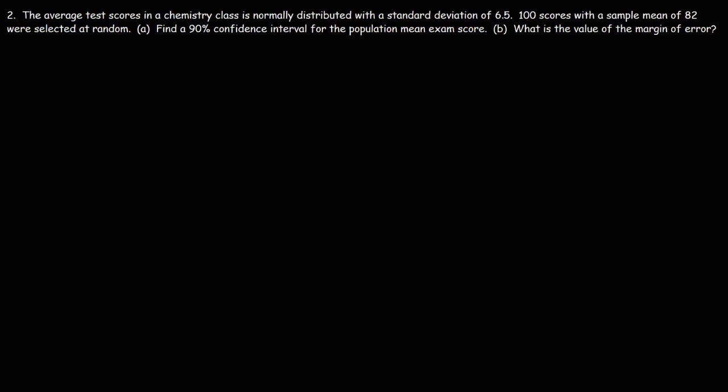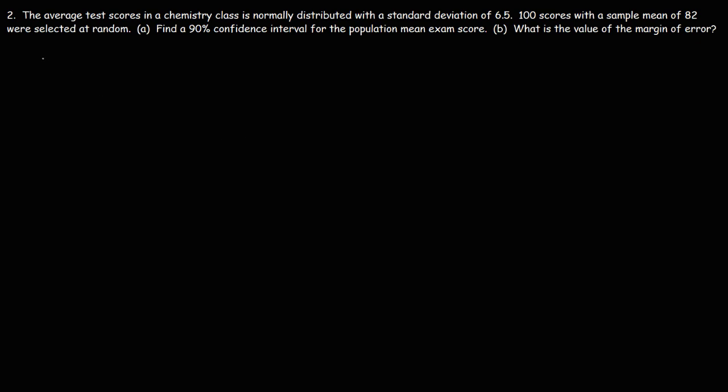Here's another problem that you could try. Feel free to pause the video and work on it. Number 2, the average test scores in a chemistry class is normally distributed with a standard deviation of 6.5. 100 scores with a sample mean of 82 were selected at random. Find a 90% confidence interval for the population mean exam score. Go ahead and try it.